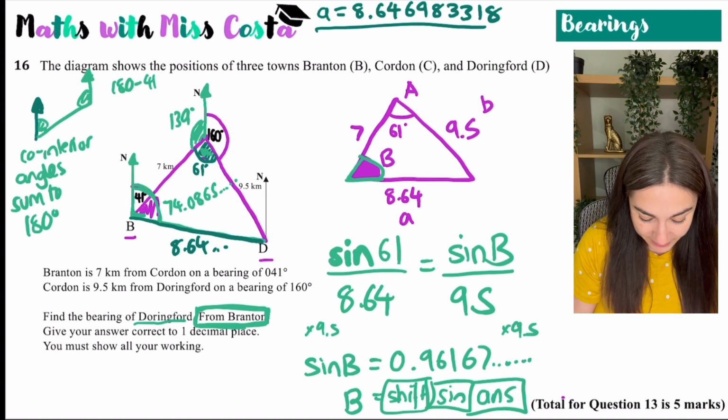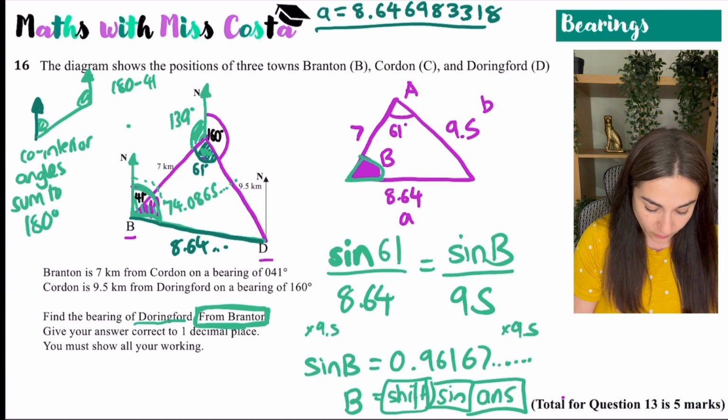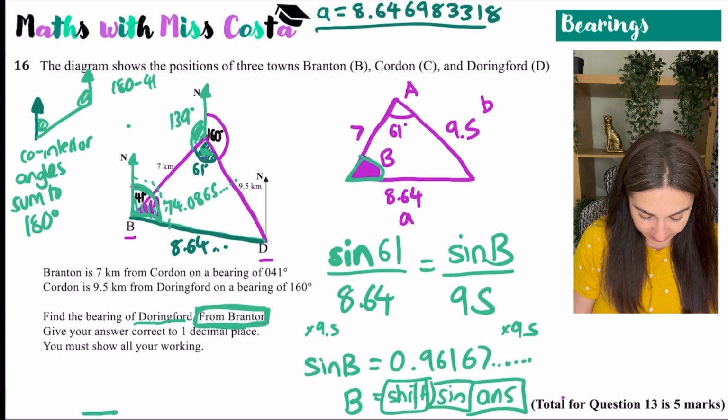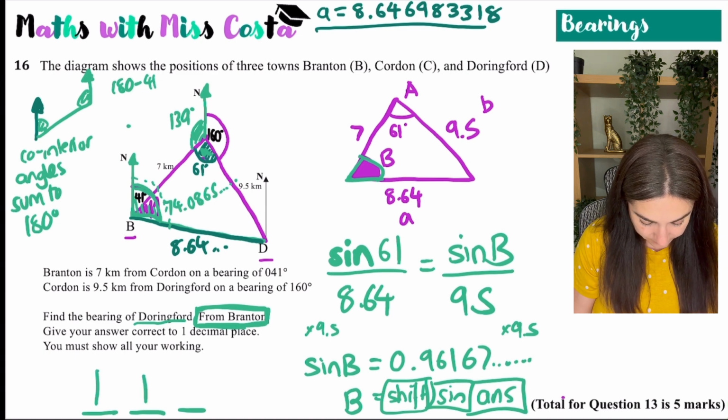So I need to work out this bearing of Dorringford from Branton, strange names. So therefore it's going to be this angle here. Remember, you start from due north, you go clockwise until you reach the line, and your bearing is going to have to be 3 digits. So 74.0865 plus 41 is 115.